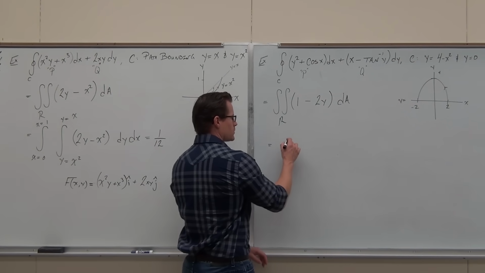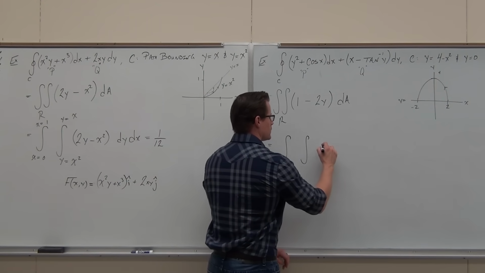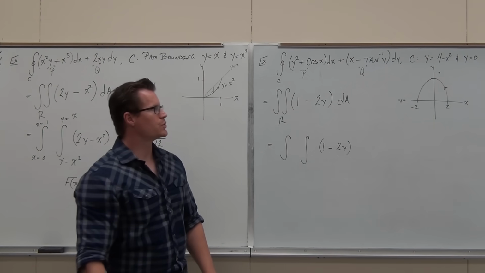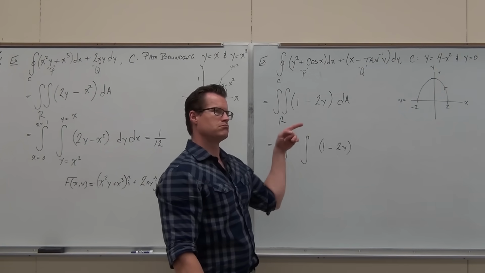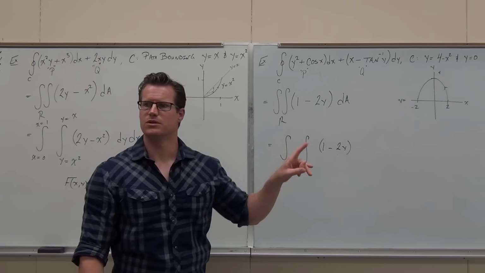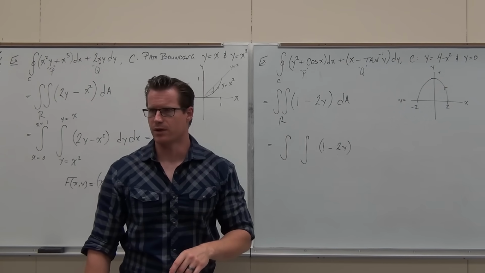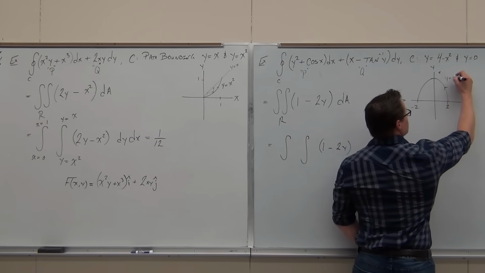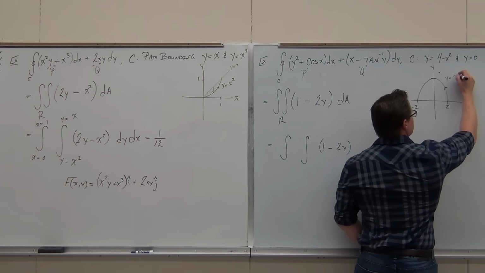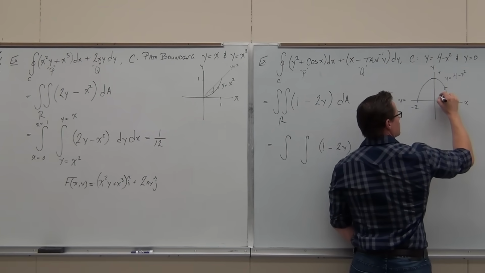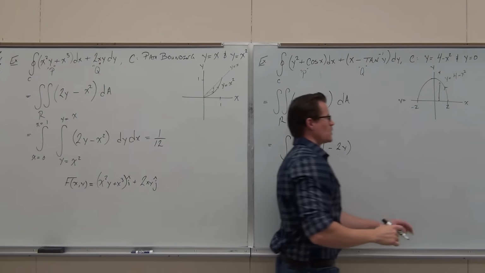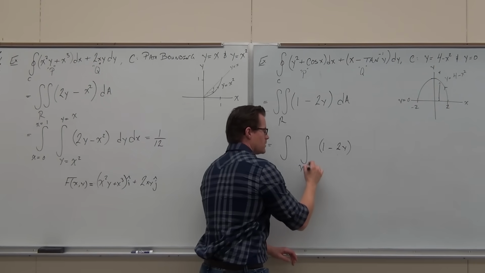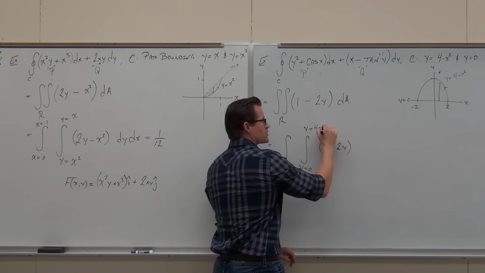Now we're just back to double integral land. Would you go in the X direction or the Y direction? What would you do? Absolutely the Y direction first. Since this is all one function, we go from Y equals 0 to Y equals 4 minus X squared.